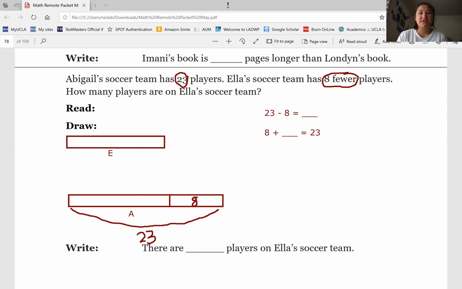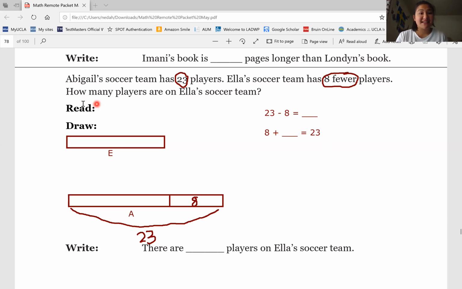So first things first, we're going to mark up the problem. I see Abigail has 23. Ella has 8 fewer. And remember that I also circled the word fewer because that's a really important word, and I want to make sure that I remember it and see it right here in my problem.